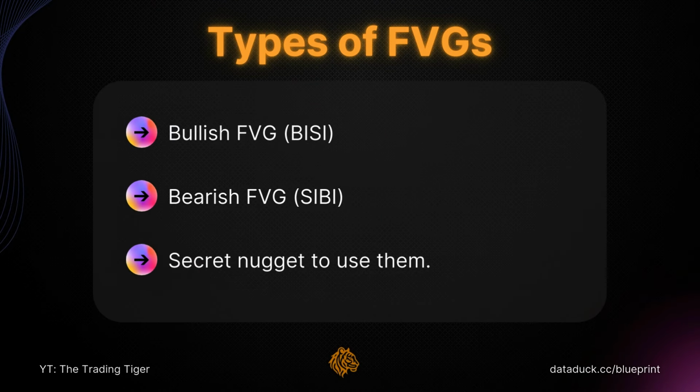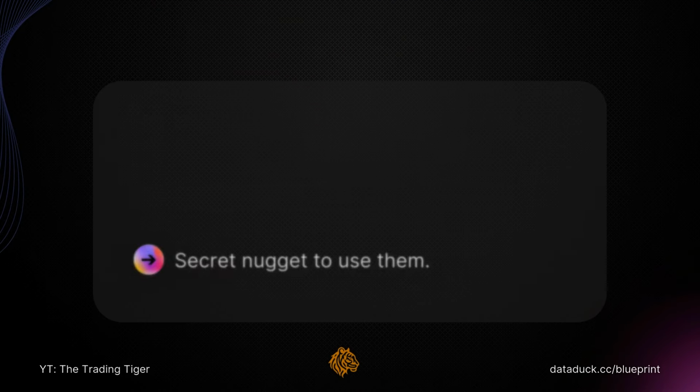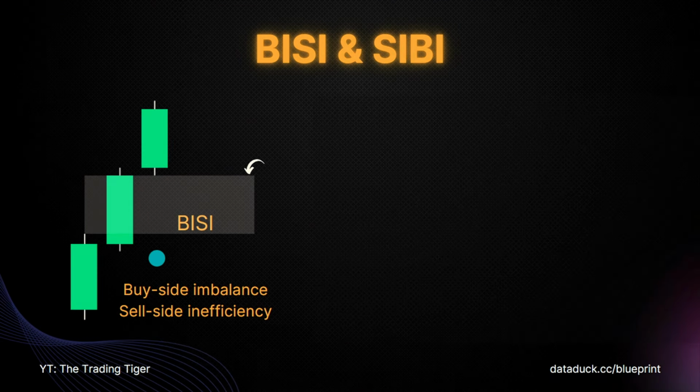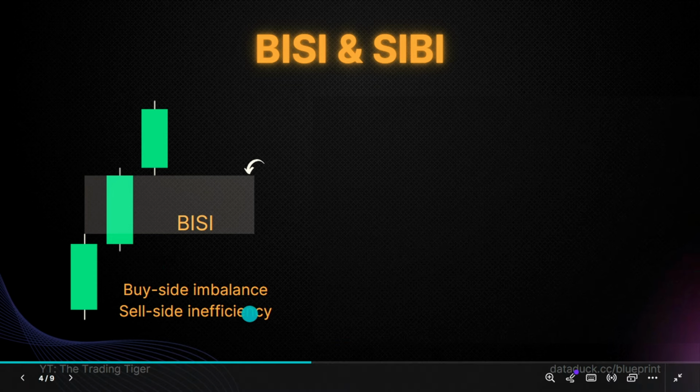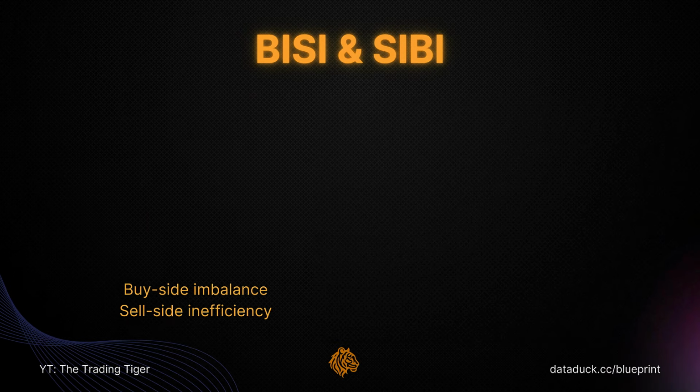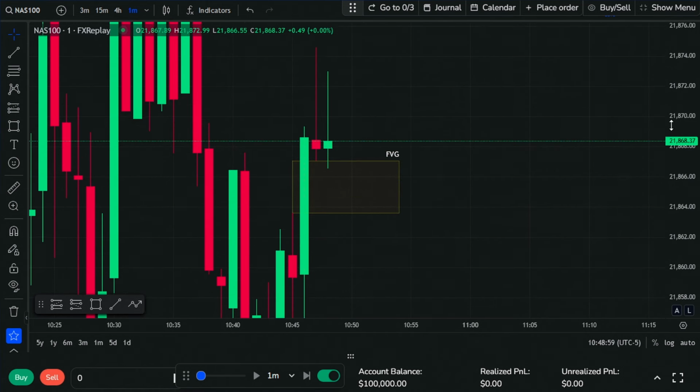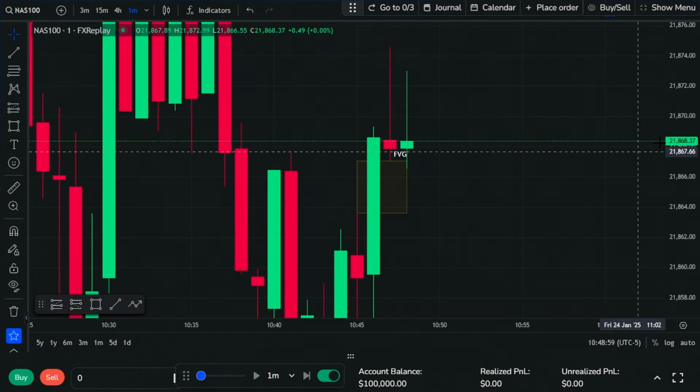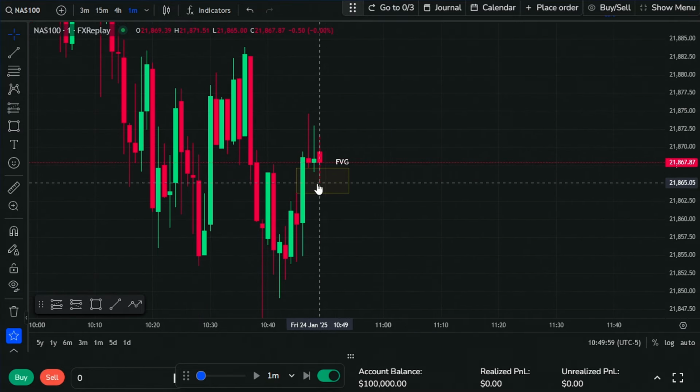There are 2 types of FVGs, bullish and bearish. A bullish FVG, also known as a buy-side imbalance or sell-side inefficiency, happens when the market rockets upwards so quickly that sellers don't get a fair chance to participate. This creates a gap, and because the market loves balance, it often revisits that area to fill the void.